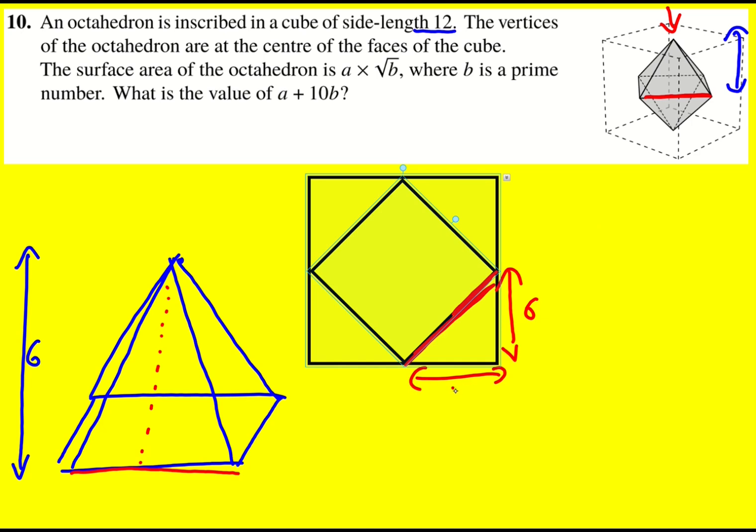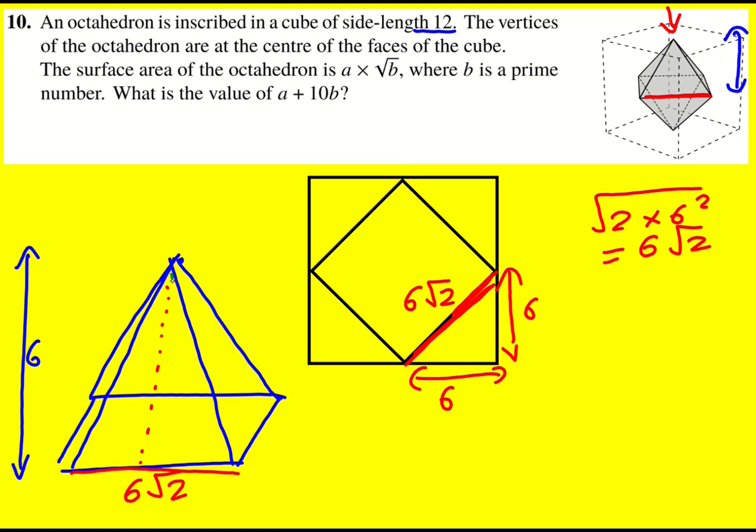So that is 6 and that is 6, meaning that this ends up being 6 root 2, because we square them. 6 squared plus 6 squared, that's 2 times 6 squared. Then we square root it, which nicely gives us back 6 root 2. It's worth knowing that if ever you have a 45-degree triangle, and you have x and x, you just times by root 2. 6 root 2, that is the base then.